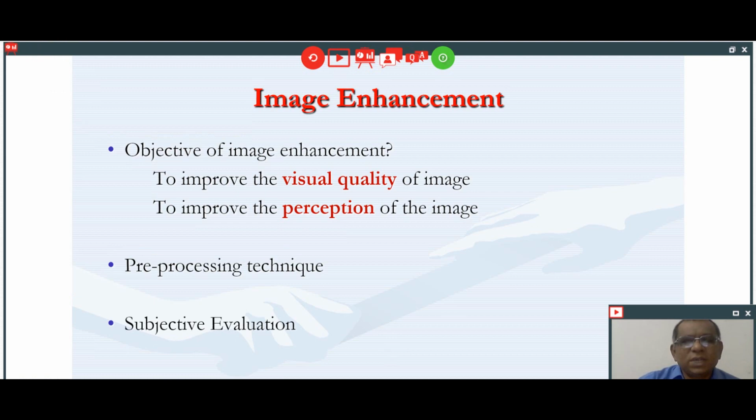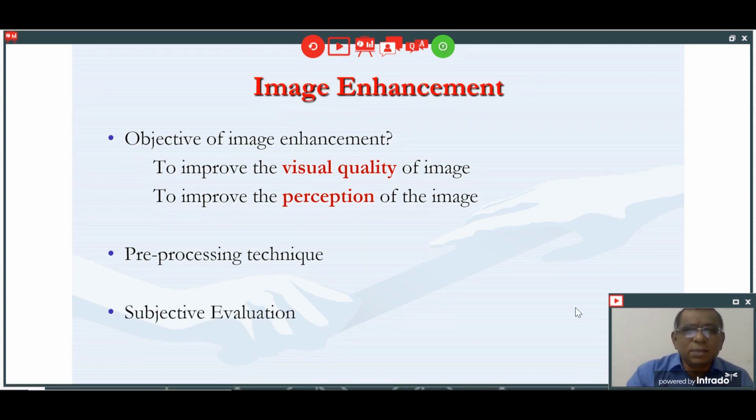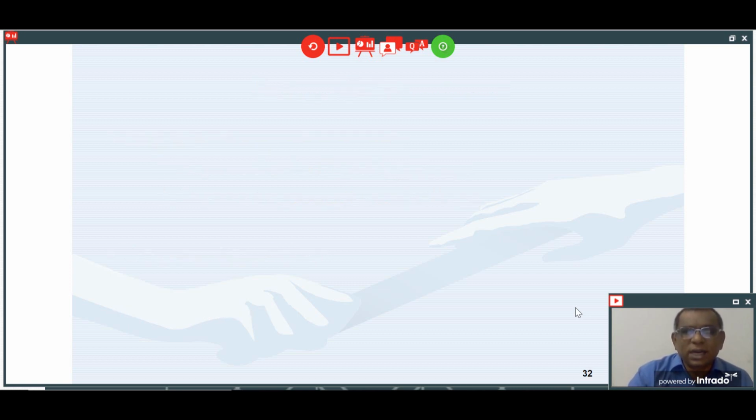Mostly subjective evaluation is available rather than objective evaluation. That means there is no numerical value to say that this process is better than the other process. So subjective evaluation is commonly used for enhancement techniques.